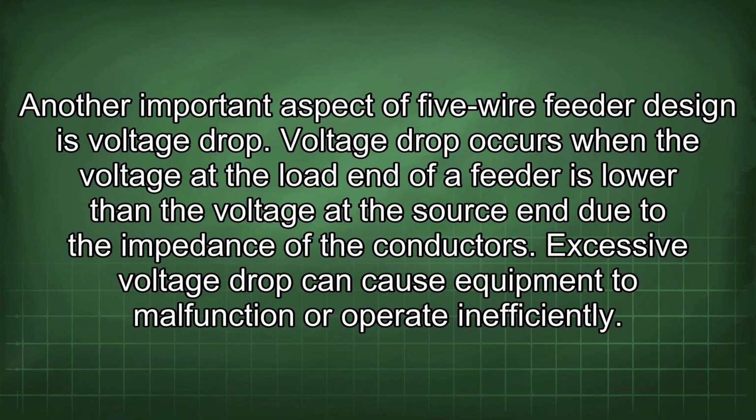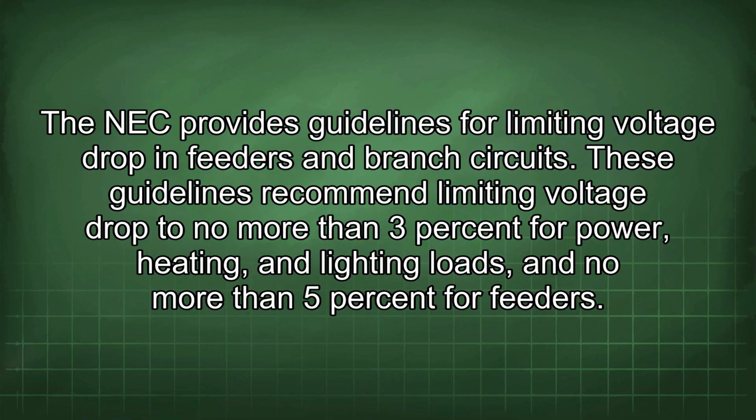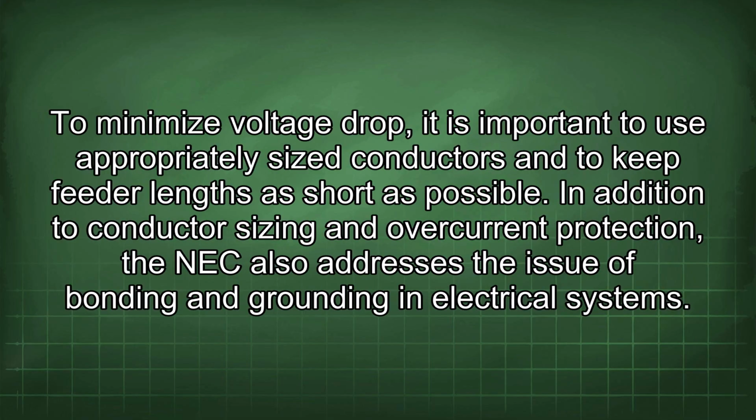Voltage drop occurs when the voltage at the load end of a feeder is lower than the voltage at the source end due to the impedance of the conductors. Excessive voltage drop can cause equipment to malfunction or operate inefficiently. The NEC provides guidelines for limiting voltage drop in feeders and branch circuits. These guidelines recommend limiting voltage drop to no more than 3% for power, heating, and lighting loads, and no more than 5% for feeders. To minimize voltage drop, it is important to use appropriately sized conductors and to keep feeder lengths as short as possible.